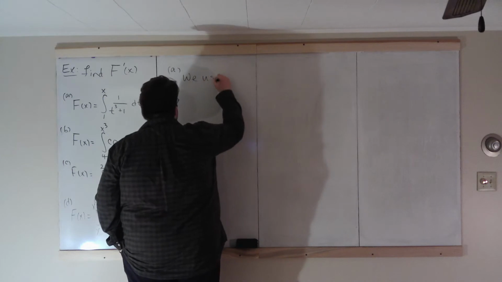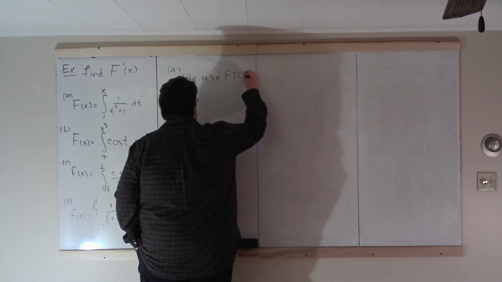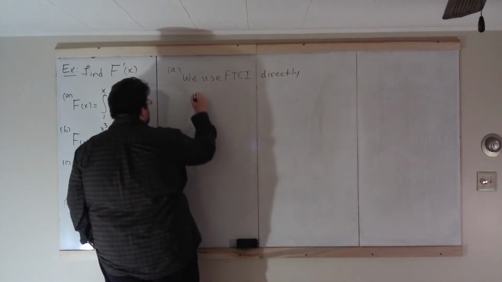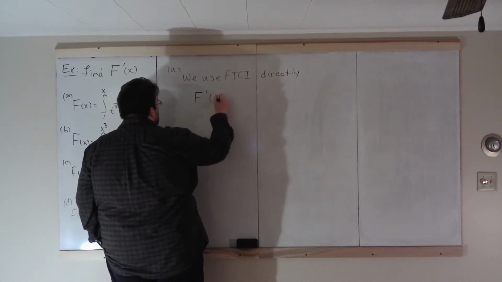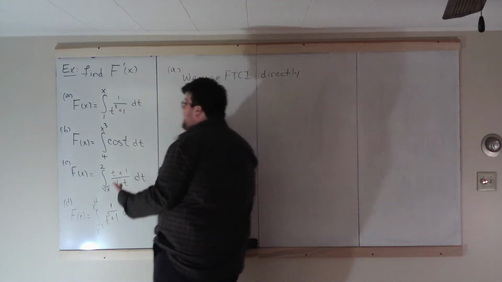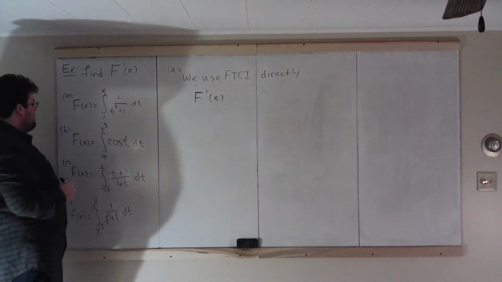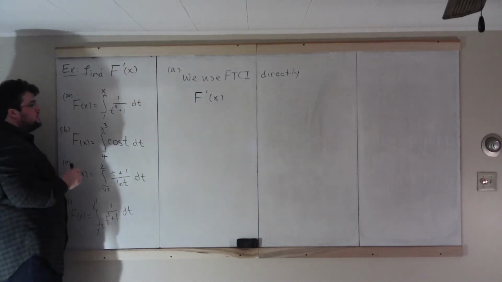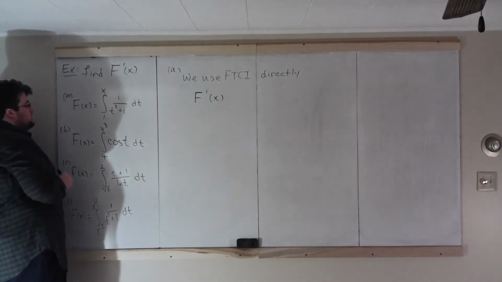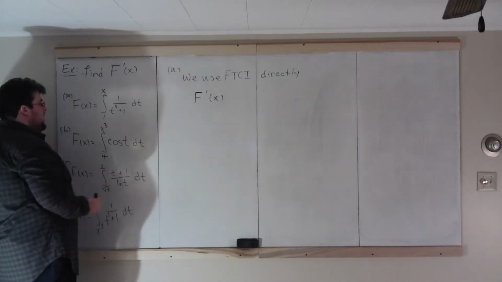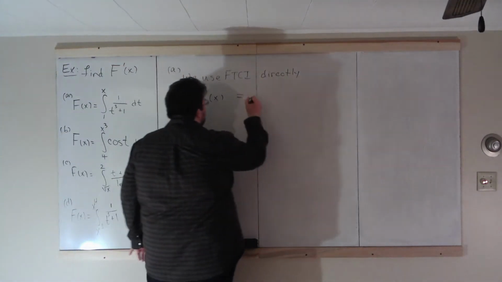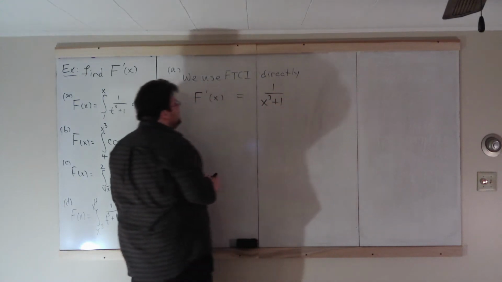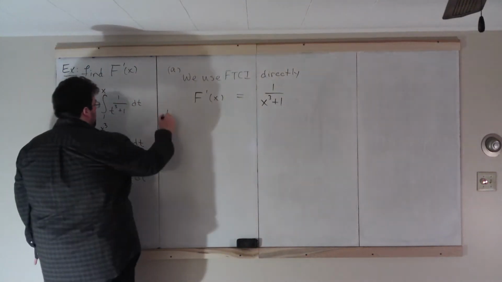I'll just say we use fundamental theorem of calculus part 1 directly, which says F prime of x is this integrand when you have the bounds starting at a number and the upper bound is an x. The derivative of this integral is just this inside function of x. So here, capital F prime, replace t with x, equals 1 over x cubed plus 1.